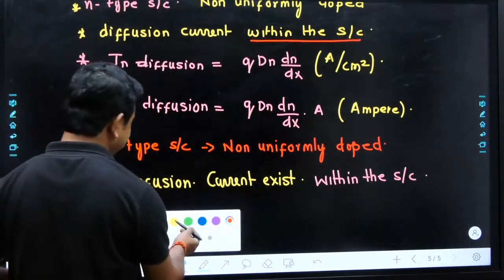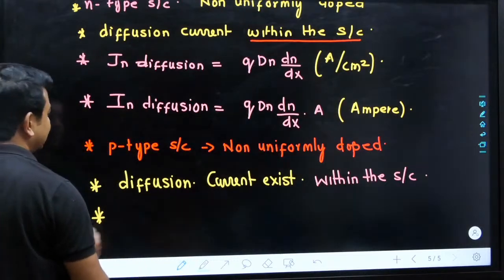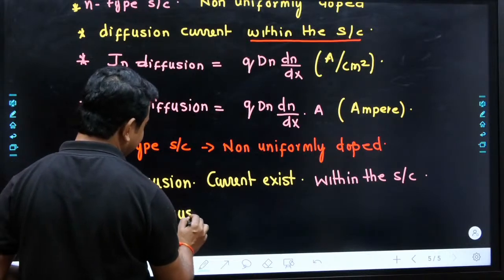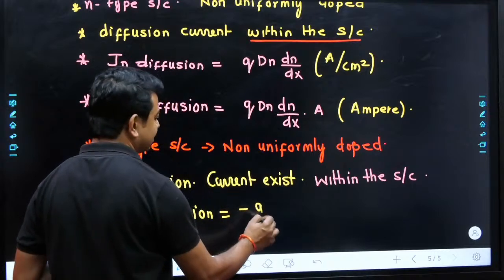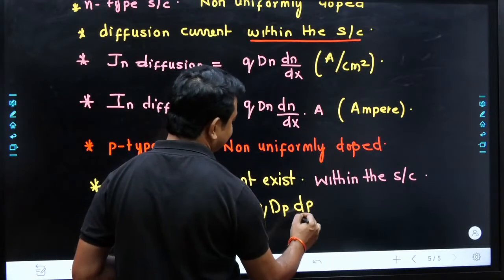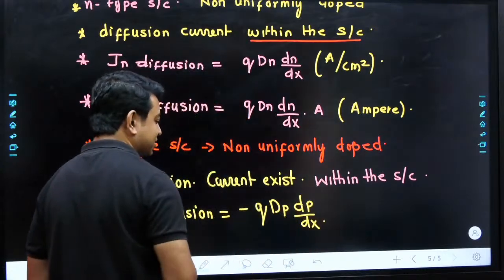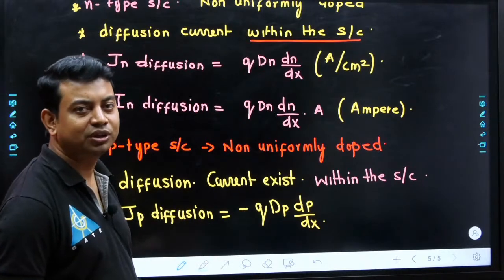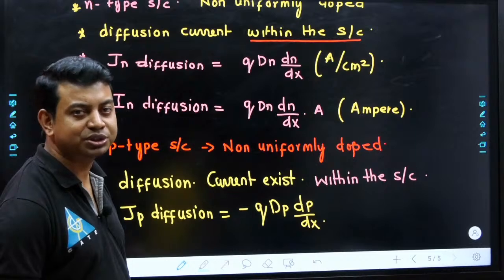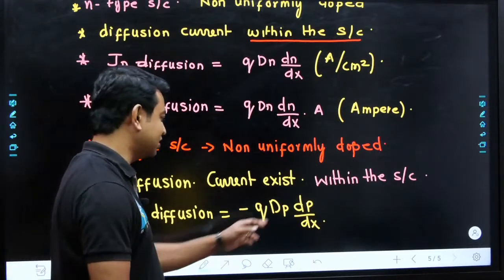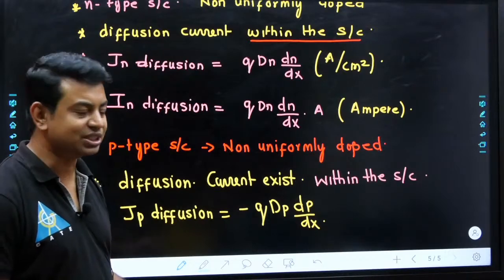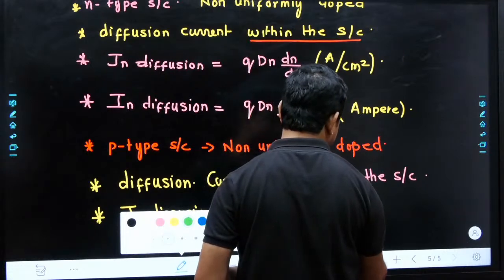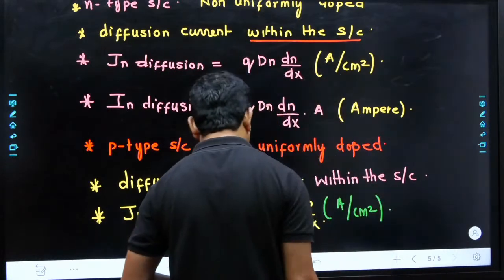And the equation resembling this one is Jp diffusion. Here we write minus q Dp dp by dx. We have to put an extra negative sign in this equation of diffusion current in which we are considering holes, which are changing with respect to distance. So dp by dx means the holes changing with respect to distance. The unit of this one is ampere per centimeter square because this is diffusion current density.